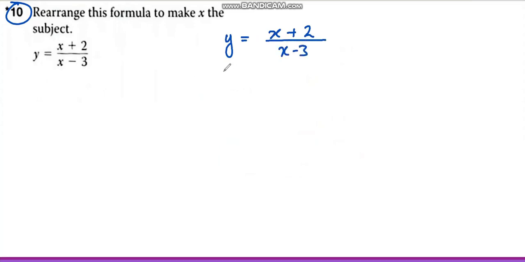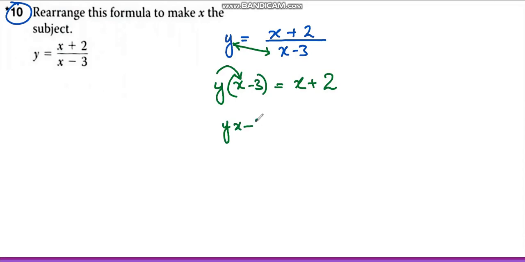To solve it, first of all, let's cross multiply. Means if we multiply x minus 3 with y, we get y into x minus 3, and it will be equal to x plus 2. Now I will multiply y with the terms inside the bracket. So it will become yx minus 3y equals x plus 2.